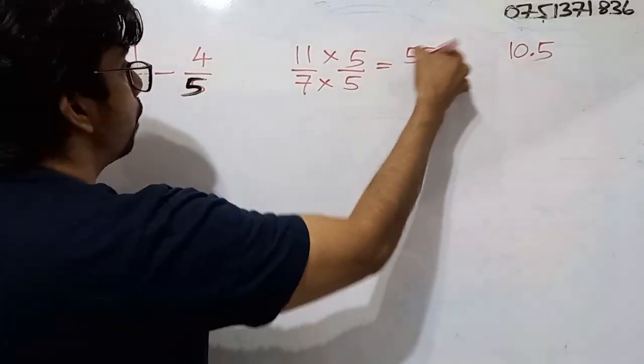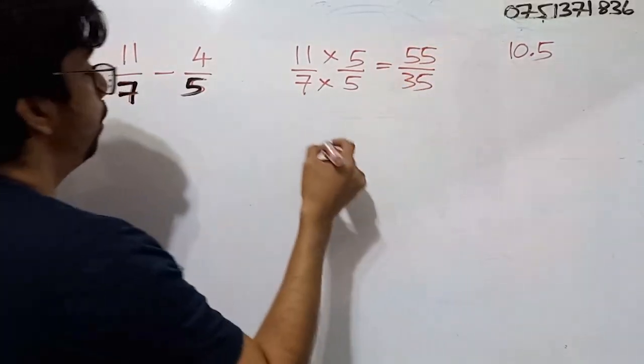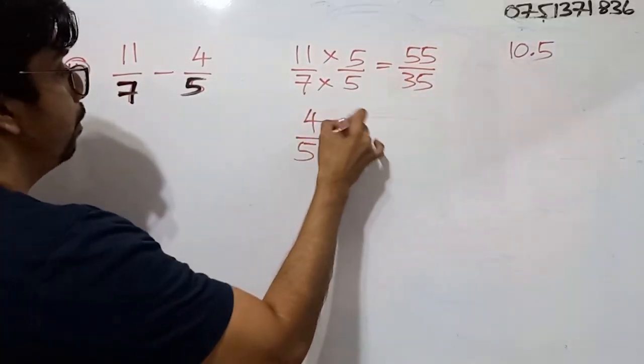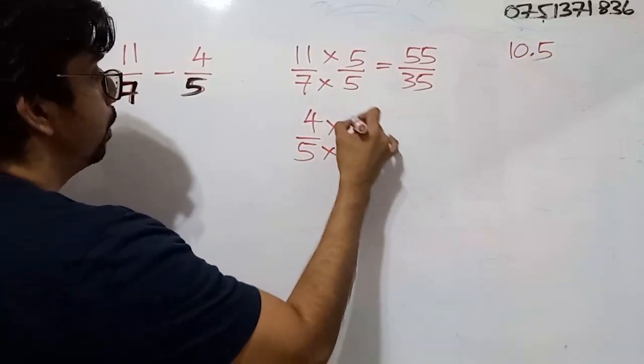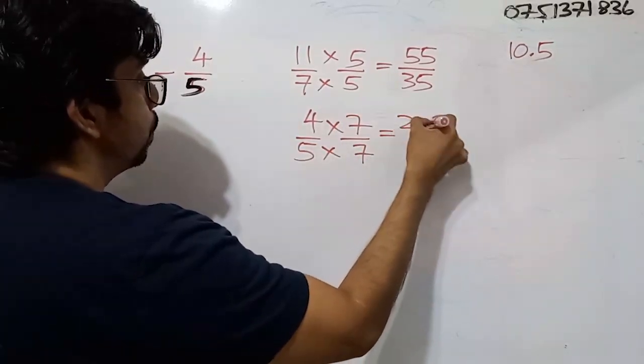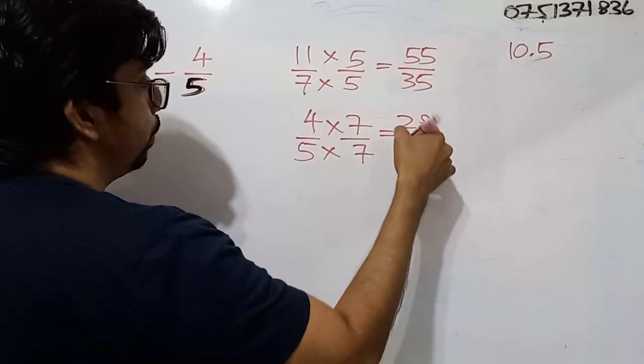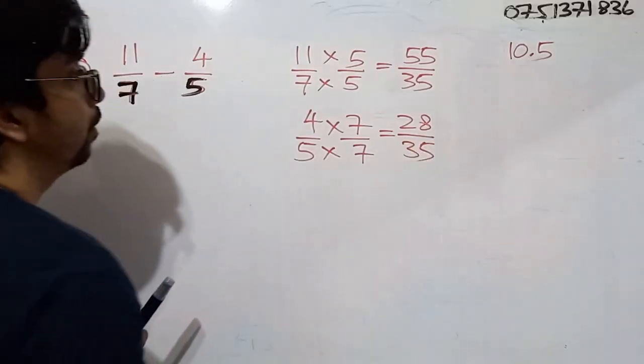So 11 by 7, I will have to multiply both numerator and the denominator by 5. So this becomes what? 55 by 35. 4 by 5, I will have to multiply both numerator and the denominator by 7. So this becomes what? 28 by 35.